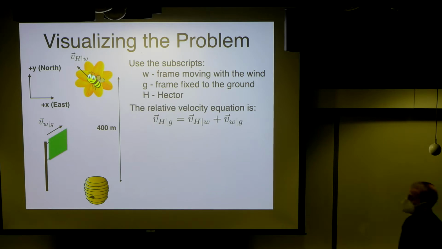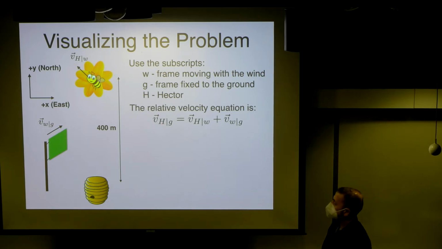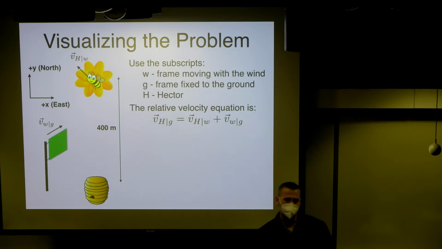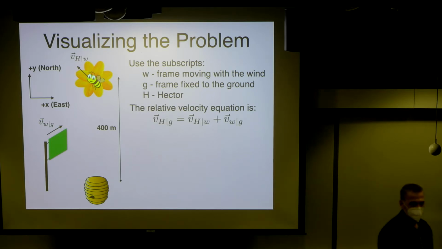This says, okay, VHG, that's velocity of Hector relative to ground, equals VHW, velocity of Hector relative to the wind, plus VWG, velocity of wind relative to ground. And I know that I set this up right because the H subscript appears on the left, the G subscript appears on the right on both sides of the equation, and the W subscript is on the inside. So that's just a quick check to make sure it's in the right form, okay?